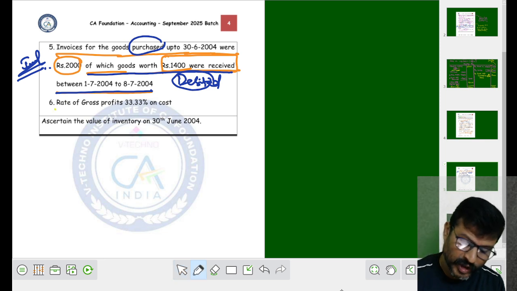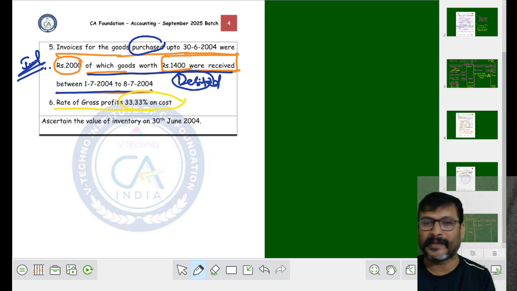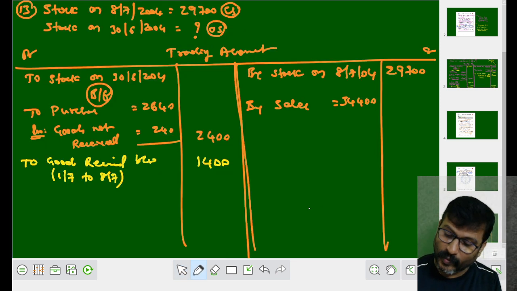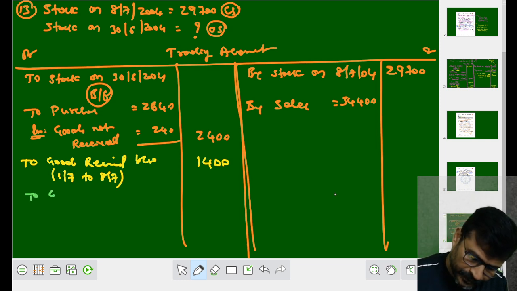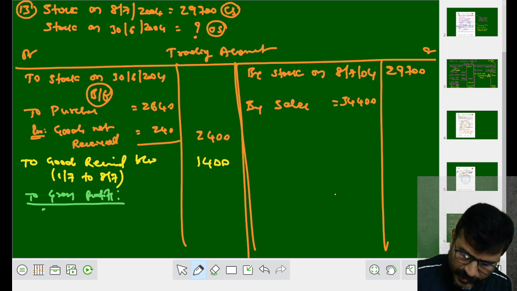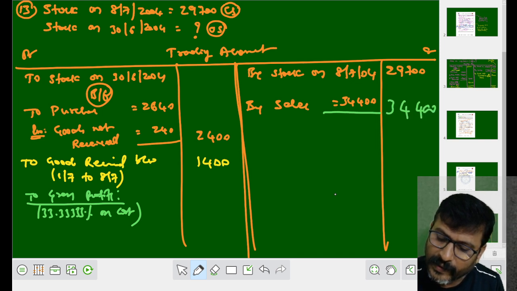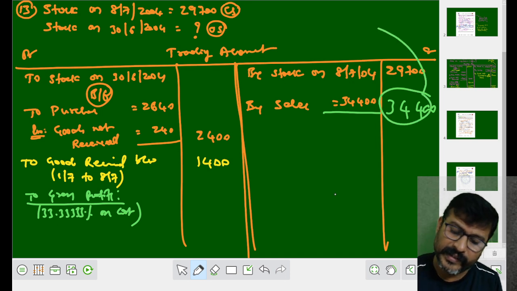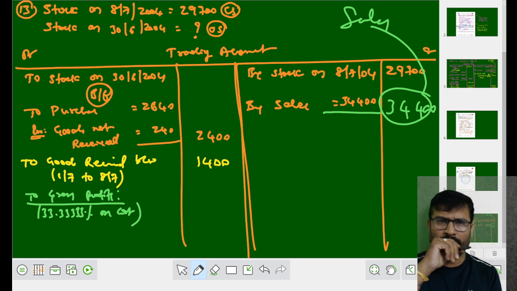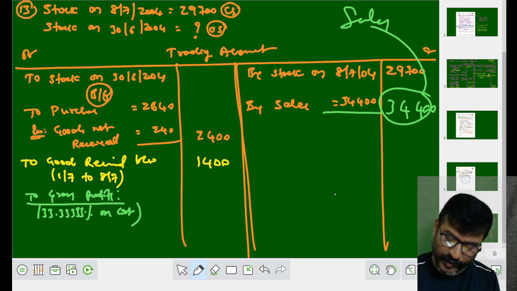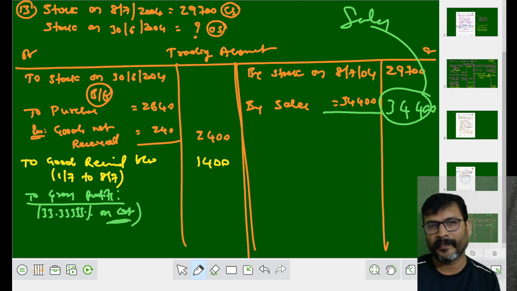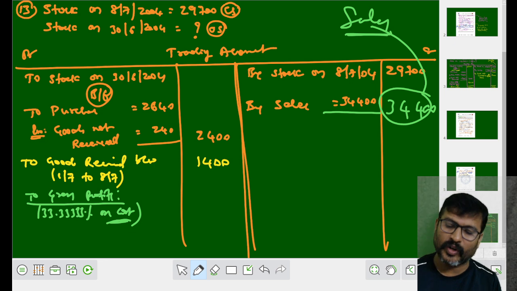Okay. Rate of gross profit is 33.3333% on cost. Let us write what they have given: to gross profit, 33.333% on cost. Okay. Now we have sales. You take the sales in the outer column because no sales returns. This is the amount of your sales, right? But you have a profit on what? Cost. You have an amount of sales, profit is on cost, mismatch.